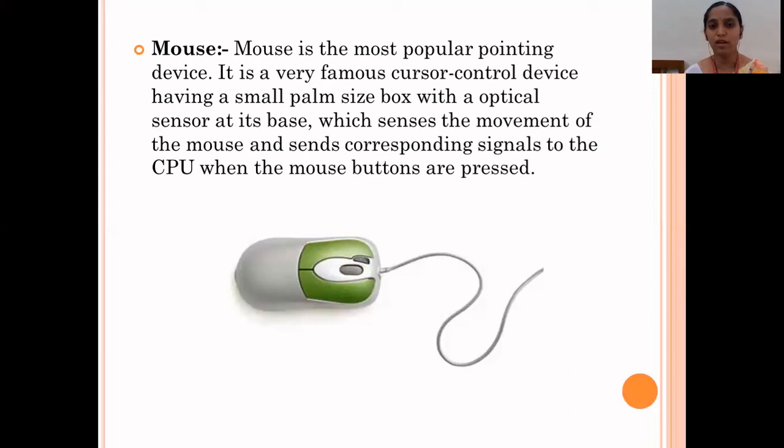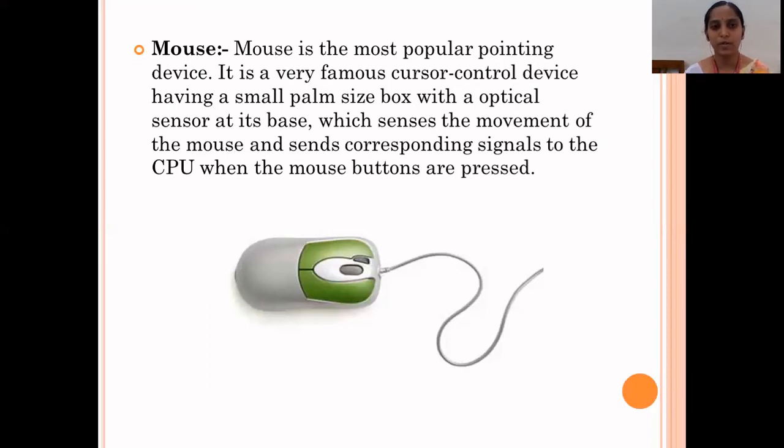The middle button is called a cursor, a movable mediator button of the mouse. A mouse is also small in size, fitting in the palm. It has an optical sensor at its base, which sends the movement of the mouse and sends corresponding signals to the CPU when the mouse buttons are pressed.